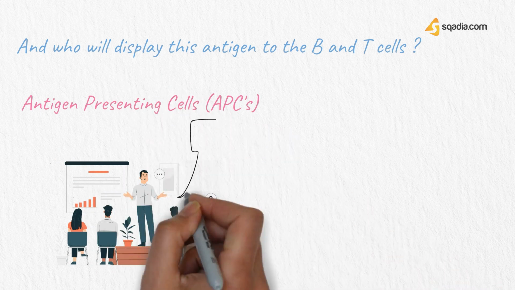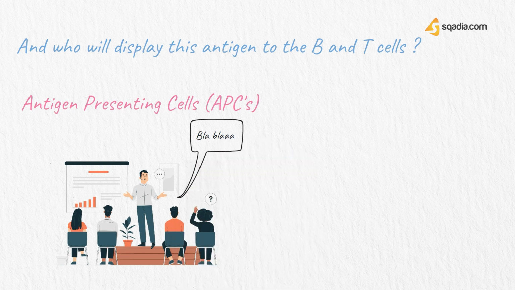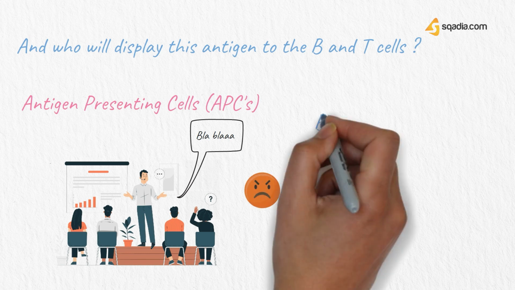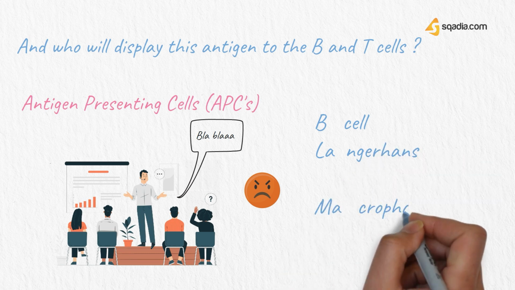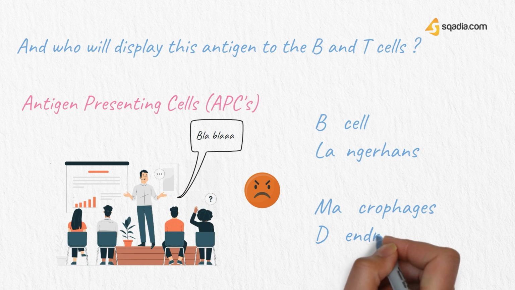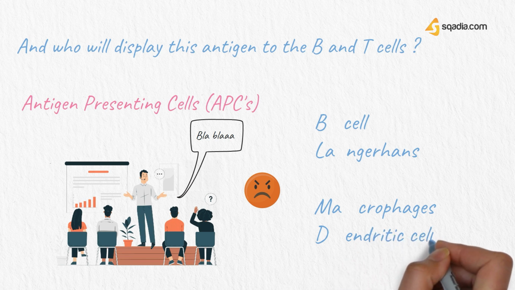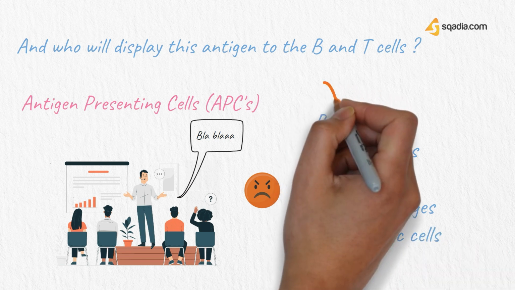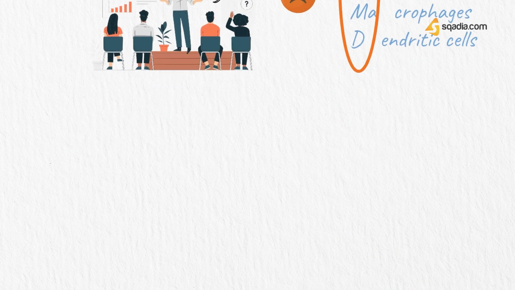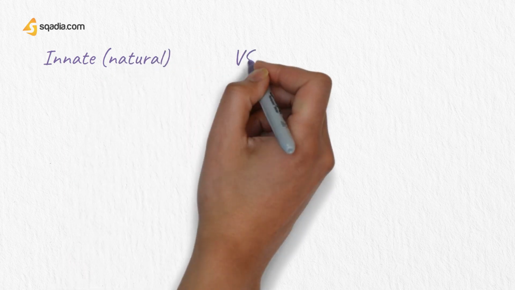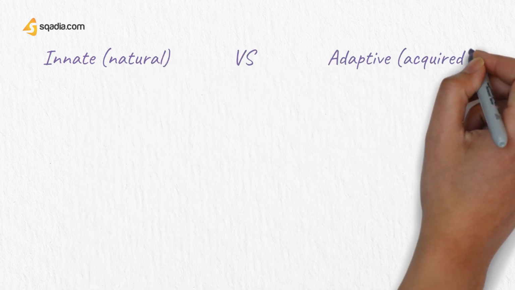What if a presentation is very long with a lot of blah blah and talking? What will happen? The audience get mad. And here is another mnemonic. The B is for the B cells. The LA is for the cells called Langerhans, MA for macrophages, and D for dendritic cells. Taken together, the presentation, remember, antigen-presenting cells, with a lot of blah blah, will result in people getting mad. And here you go. In this way, you will remember all the antigen-presenting cells.